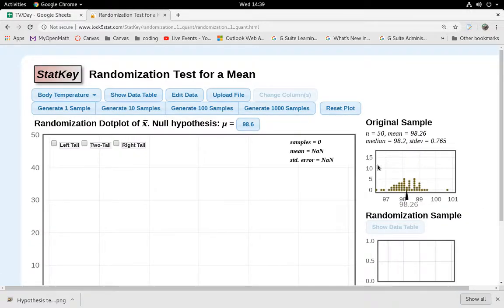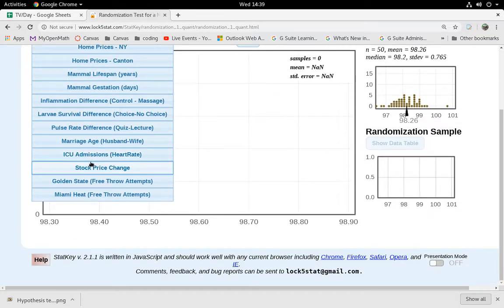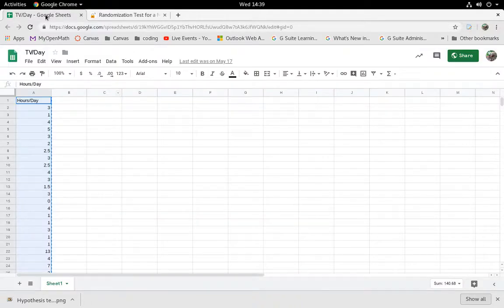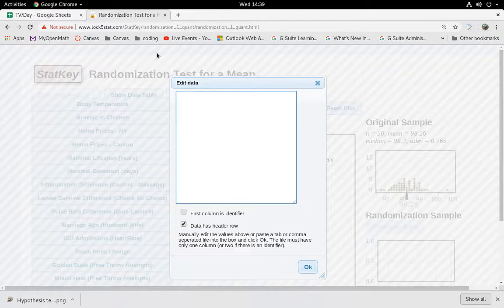Two things you want to do here before you get started: make sure you have the right data set. If the data set isn't the one that you want, then you will have to edit the data set by highlighting, deleting, and pasting in, I copied it, your data. Double check, do you have a header row at the top? If you don't, uncheck this. If you do, make sure that's checked. And I don't have an extra first column identifying what each of these numbers belongs to.